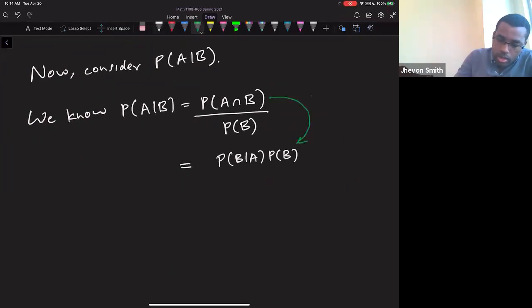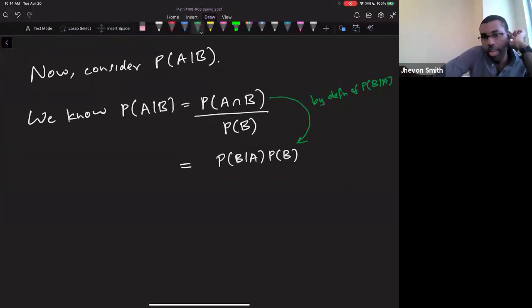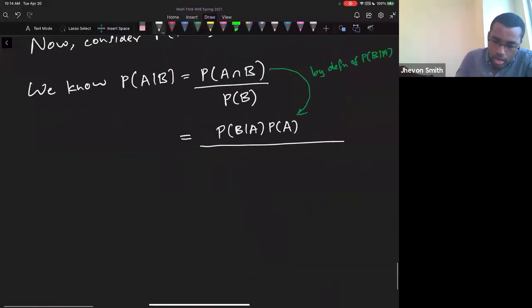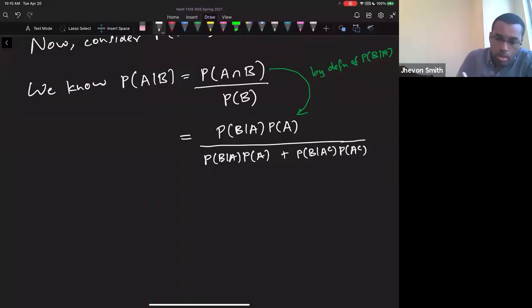And this part is by definition of the probability of B given A, right? The probability of B given A is the probability of A and B over the probability of A. And then if I look at the probability of B, I can use the formula that I derived up here. That's the probability of B given A times the probability of A, plus the probability of B given A complement times the probability of A complement. So B can occur given that A has occurred, or B can occur given that A has not occurred. And this is by version 1.